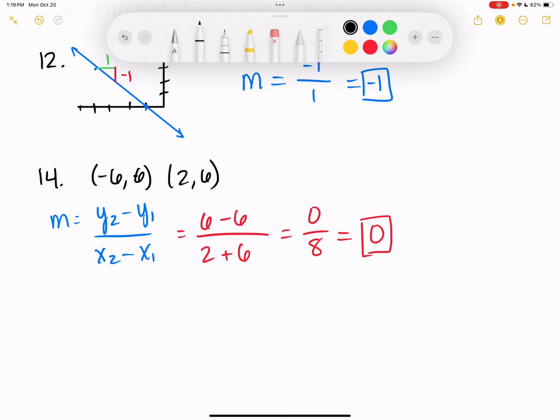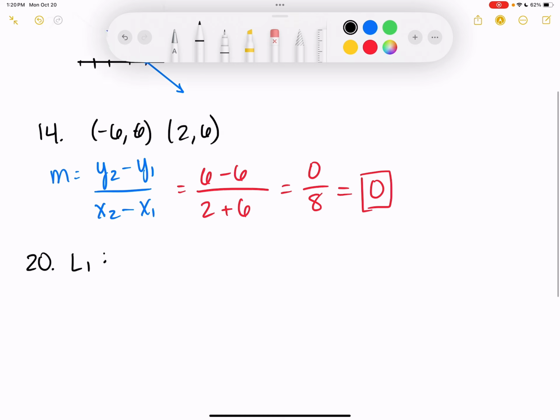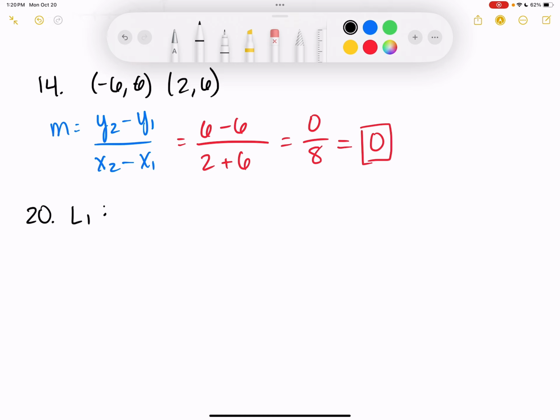So on number 20, for my line 1, I'm going to write L1, and then the 2 points that are on L1. They are (-8, 3) and (-4, 5). Then my L2, my line 2, is (2, -4) and (8, -1).